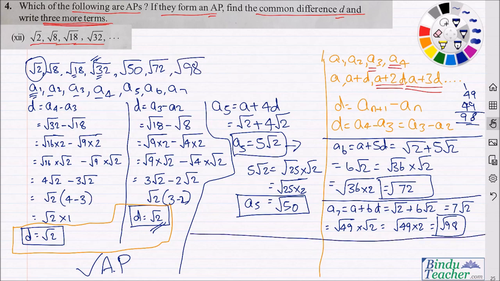So with this, we can conclude by saying that the list of numbers given here is an arithmetic progression where the common difference d is root 2 and the three terms are root of 50, root of 72 and root of 98.